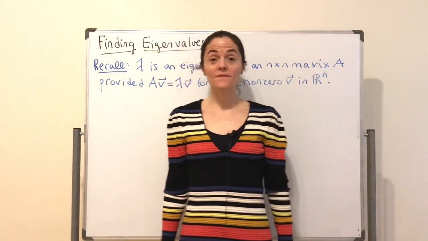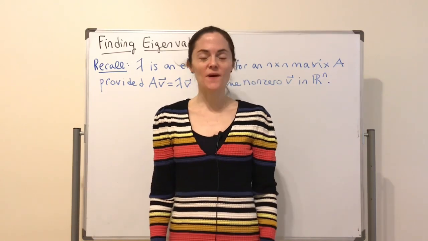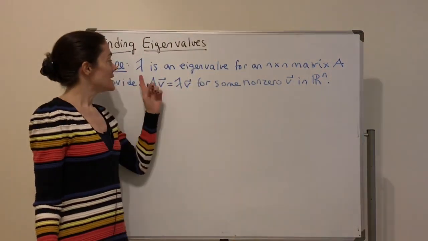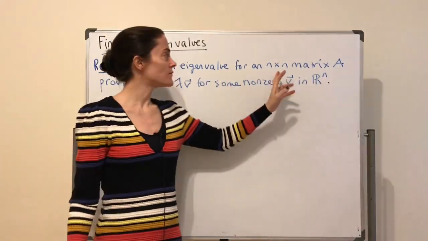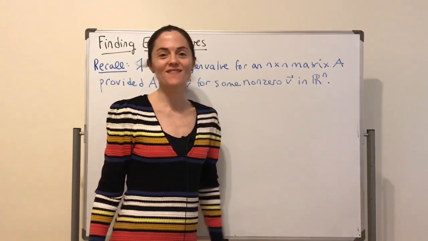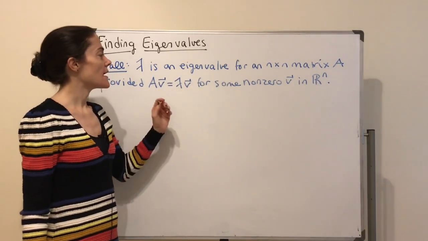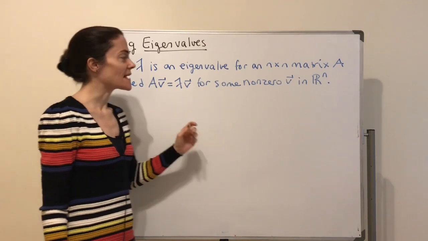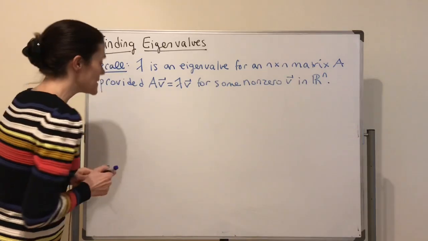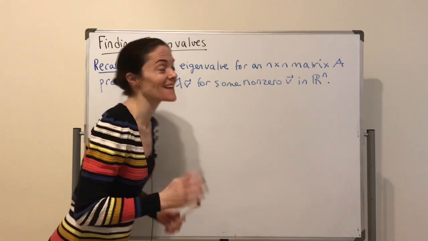We are focused on finding eigenvalues today, and in the next video we will focus on finding eigenvectors. So let me remind you, lambda is an eigenvalue for some n by n matrix A, provided there is a non-zero vector v in Rn with Av = lambda v. And while lambda, the eigenvalue, is associated to this particular eigenvector, very nice. But as I mentioned, today we're focused on finding the eigenvalues.